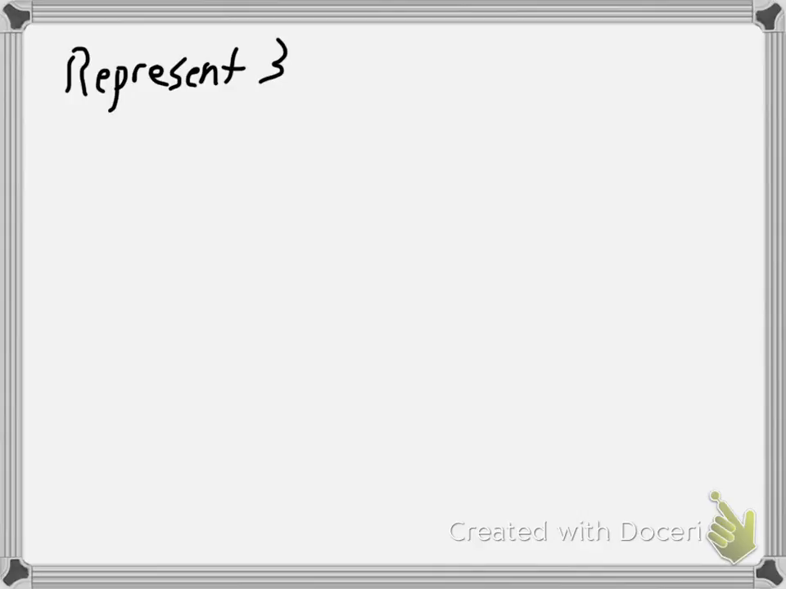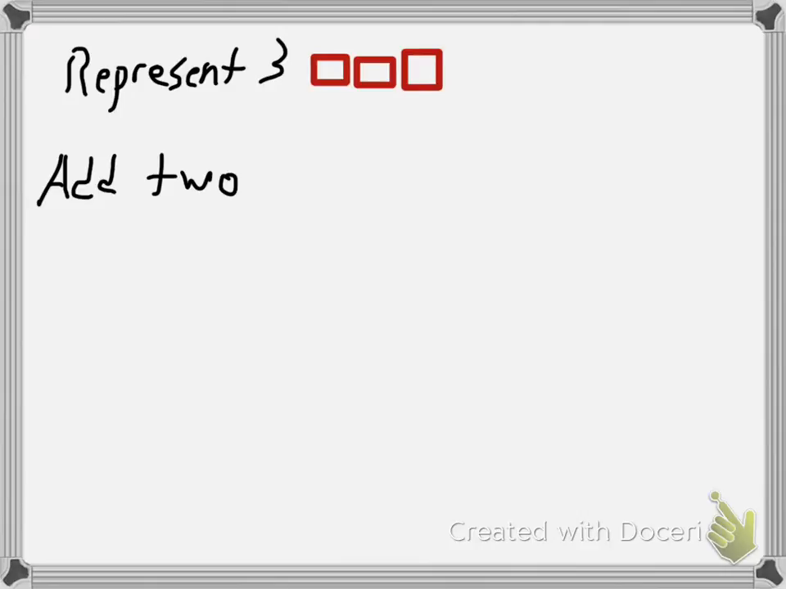So the next thing I want to do is represent 3 using my boxes and my tape diagram. So if I want to represent 3, I'm going to go, okay, here's 1, here's 2, there's 3. So if I was to do a tape diagram just representing the number 3, I would have 3 boxes. The next thing I want to do is add 2 more boxes. So I'm going to add 2. So if I add 2, I'm going to have my 3 that I started with, 1, 2, 3, and then I'm going to add 2 to that. 1, 2.